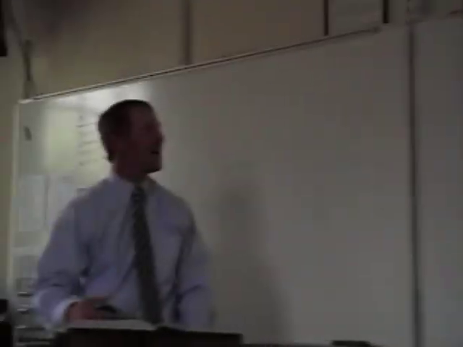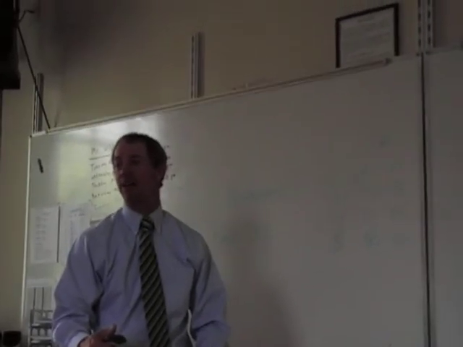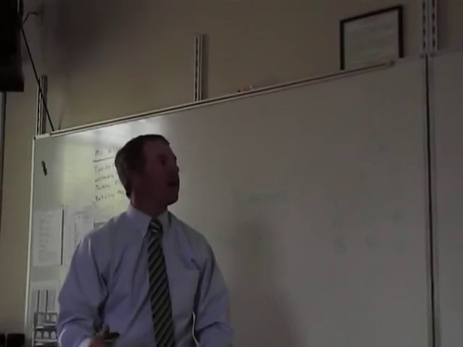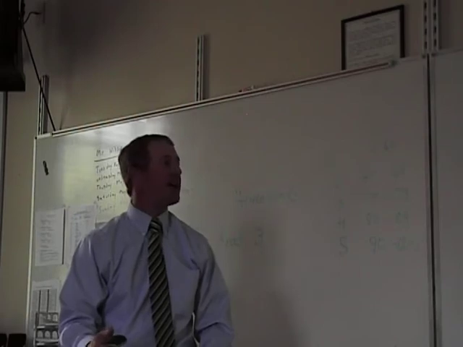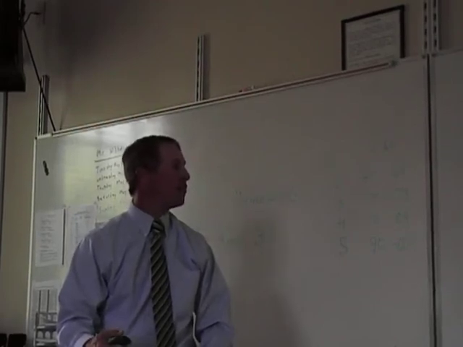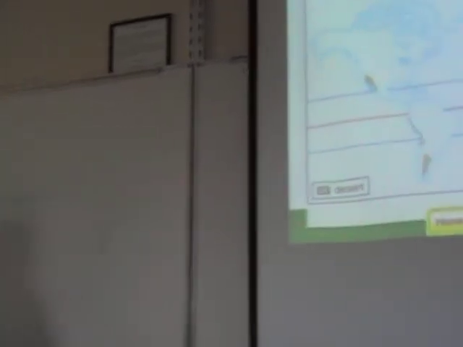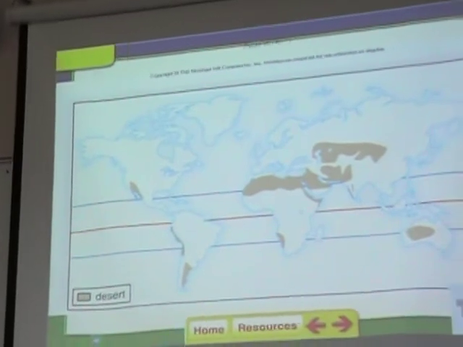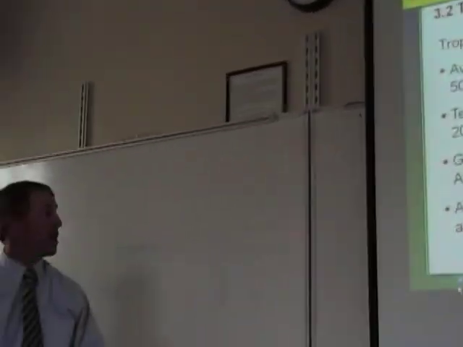Deserts. You can guess what a desert is. Hot, low rainfall. All the plants there protect their water. They have spines and such. And there's not as many plants. And here again you see it's about 30 degrees north and south latitude. Some places there's so little water that nothing grows and it's just sand.